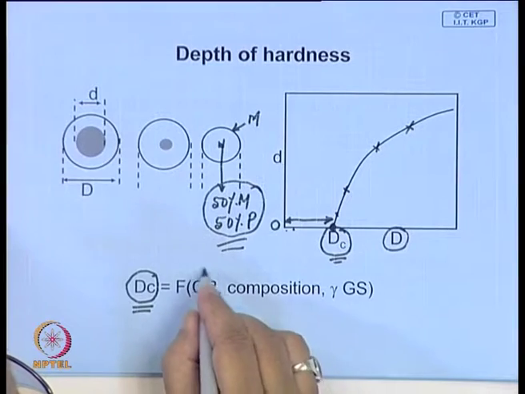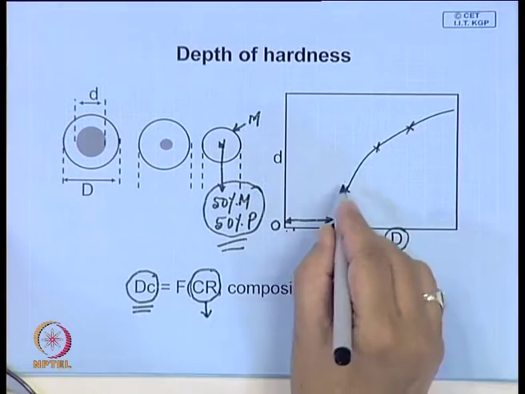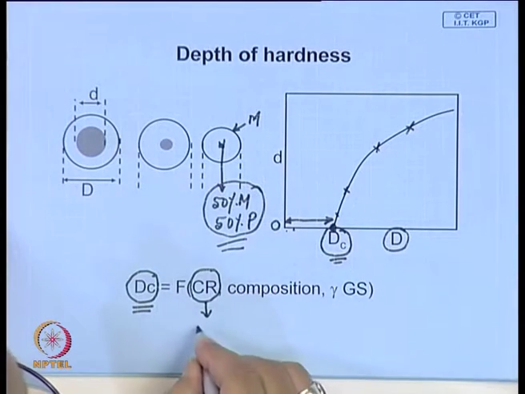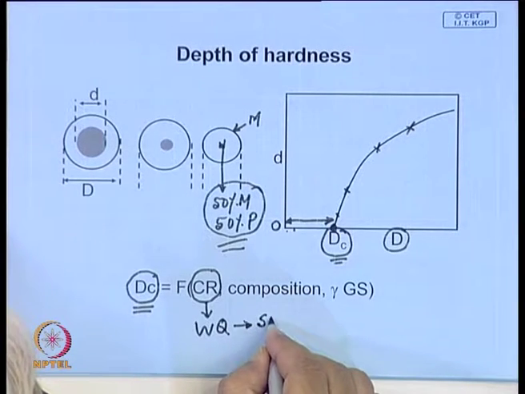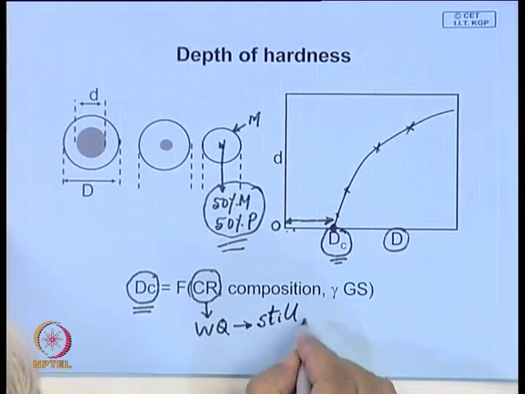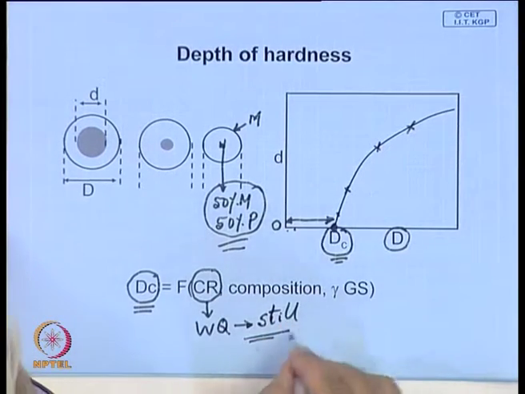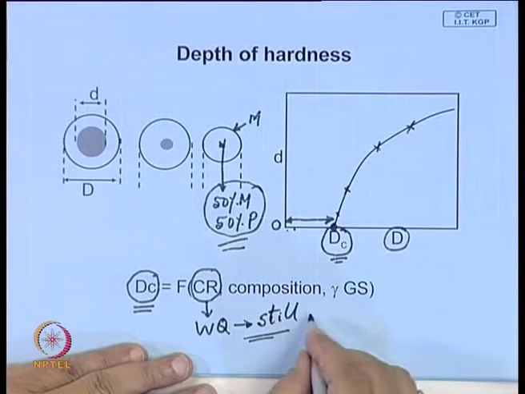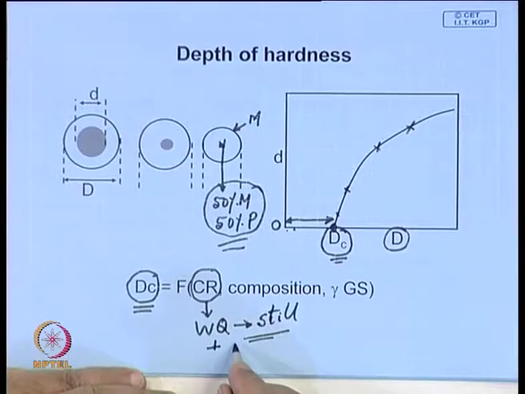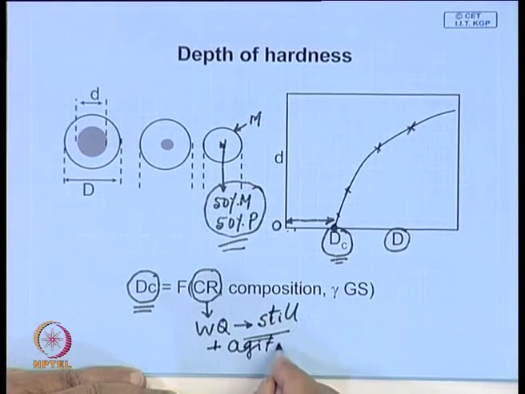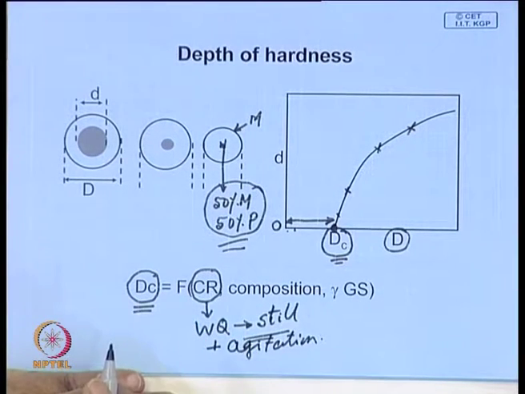Obviously one is the quenching medium that you are using, that cooling rate. So, if you are quenching in water, maybe still water with no agitation, you will have one value. And when you quench in water plus agitation, vigorous agitation, then you will find that this critical diameter will be higher.